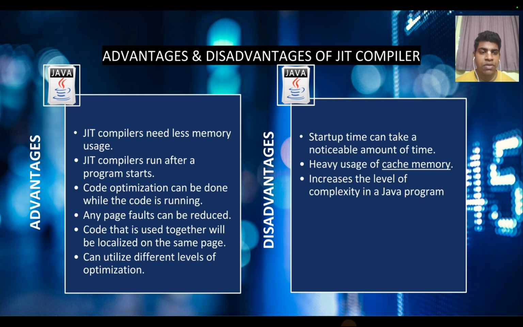Now let us go through the disadvantages. Startup time can take a noticeable amount of time. So this is a disadvantage, that it will take more time because there is a startup time required. The second disadvantage is heavy usage of cache memory. Because the JIT compiler stores the instructions after compiling them in memory, to refer to them quickly there is a greater usage of cache memory.